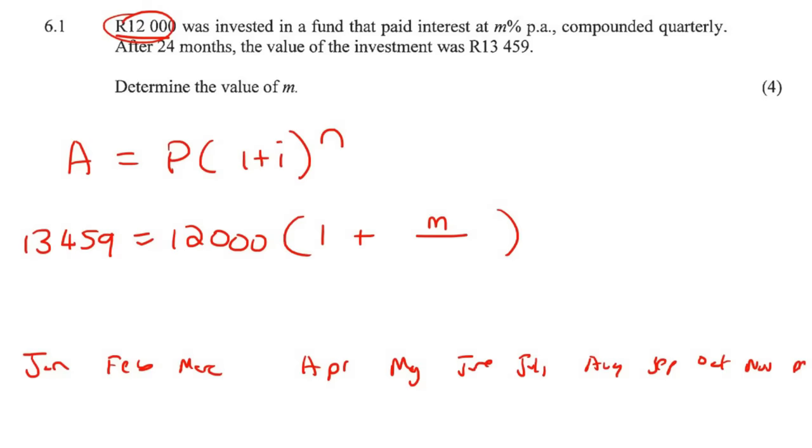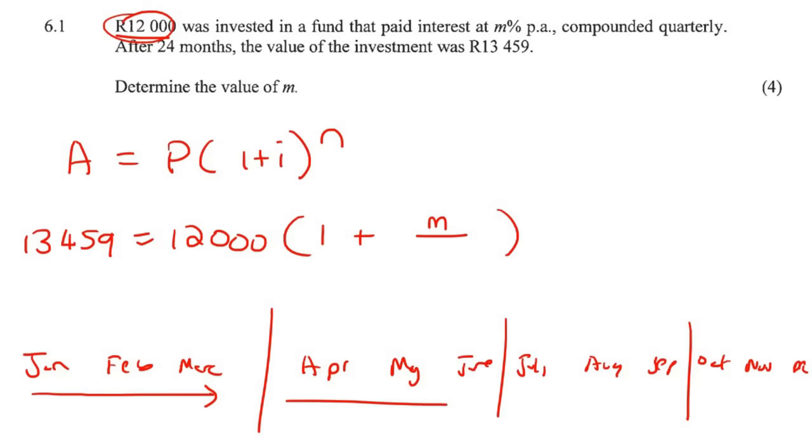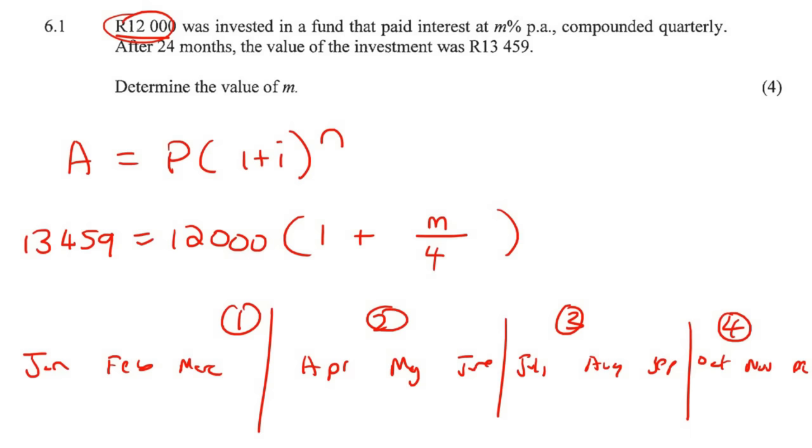So it takes place every 3 months, but how many quarters are there in a year? There are 1, 2, 3, 4 quarters. That is the number you put at the bottom there. It's how many times it happens per year. So it would happen once there, then there, then there, and then it would happen again at the end of December. So there are 4 compounding periods happening per year.